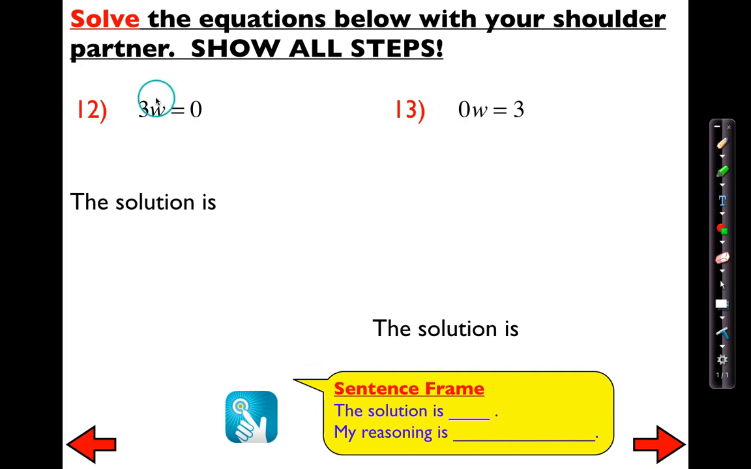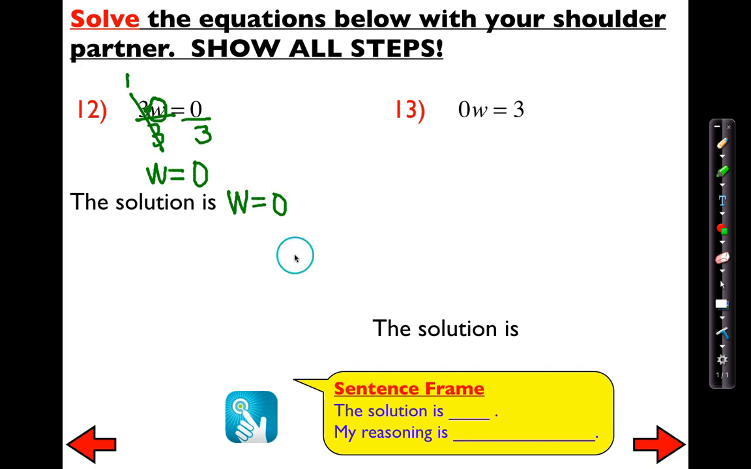Here we're trying to isolate W, so I need to get rid of this 3. What is happening with the 3 and the W? Technically, this is 3 times W. If you want, you can squeeze in a multiplication sign in there. So in order to get rid of the 3, I'm going to have to divide both sides by 3. 3 divided by 3 is 1. 1 times W is just W, which is what I wanted. And 0 divided by 3 is 0. So the solution is W equals 0.